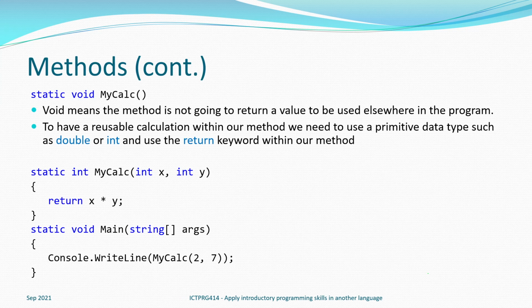Now, when your method is supposed to return a value that's going to be used, then we need to change the way we use it. So in this example we're using a simple primitive data type, which is integer or double, and we define the x and y, and we want to return the value of that equation out to be used. So in this example here, we have 2 and 7. So in myCalc, x would be 2, y would be 7. 2 times 7 is 14. So in the console, you would have 14 come out, because that would be the returned value for myCalc.